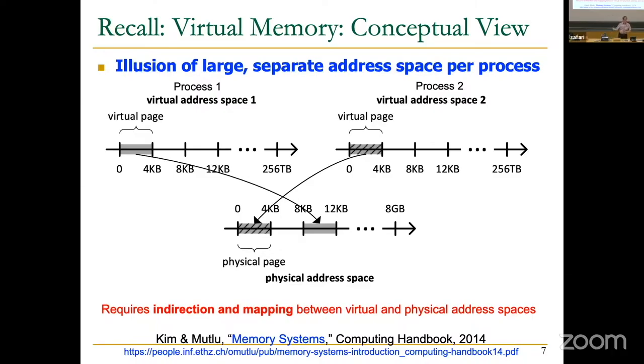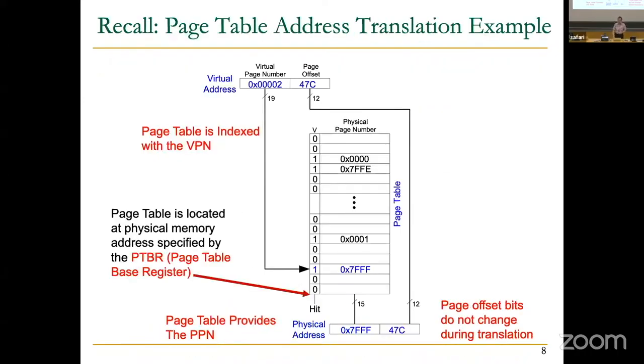And this provides a lot of benefits like we discussed last time, so I'm not going to go through all of those benefits again. Some of them may appear during the course of this lecture, but certainly this illusion of a large separate address space is helpful, and it's maintained using indirection and mapping between virtual to physical address spaces. And we discussed what is needed to enable that indirection and mapping, and that's the page table. Page table is very interesting because page table enables address translation. We've seen multiple examples. Again, I will not go through these again.